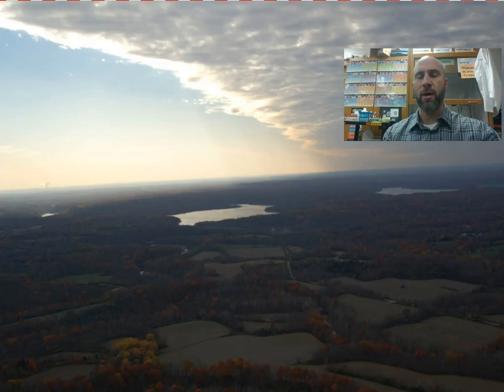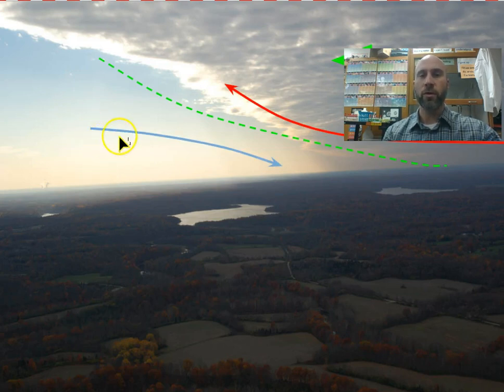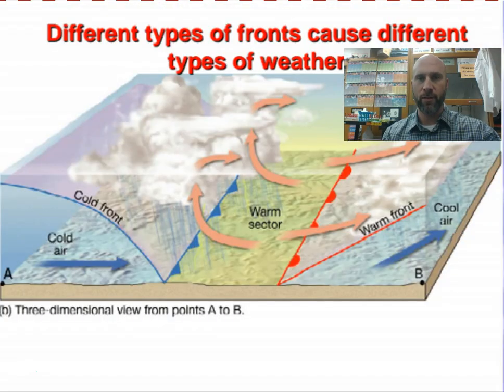Okay, so here's a picture showing that idea. You would have your cold, dry air over here, and then the warm, moist air is getting pushed up and over. So you can see the clouds starting to form at that location. Different types of fronts are going to cause different types of weather: strong storms versus gentle rains versus no storms at all.